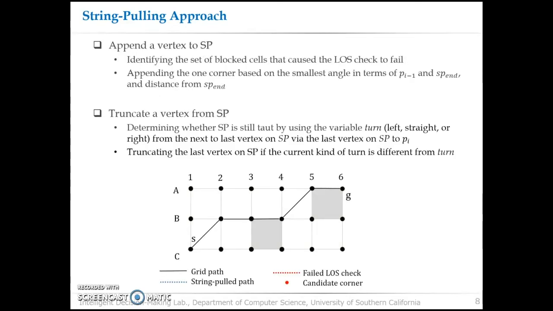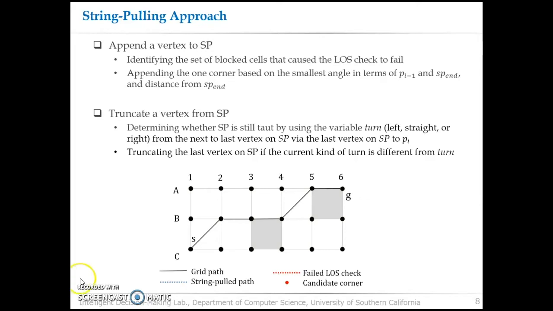About the appending procedure: it happens when the LOS check fails, and we determine which vertex needs to be appended to SP to make the path taut and unblocked. In order to do that, we check the LOS between SP[end] and the current vertex PI on the input path, identify the set of blocked cells that caused the LOS check to fail, and determine the set of candidate vertices to be appended to SP from those cells.